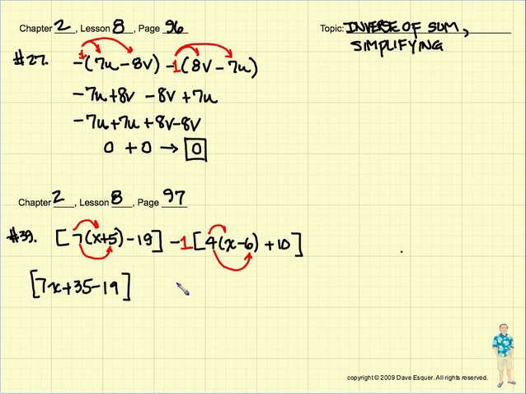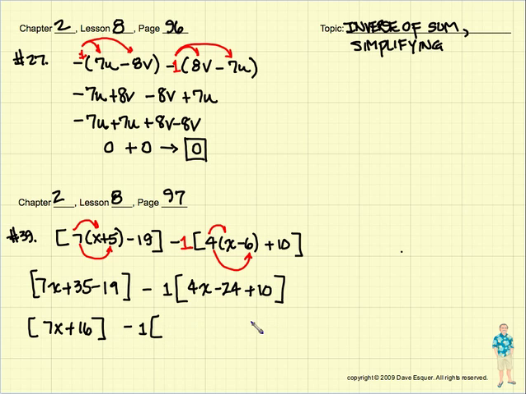We can put those square brackets back if it helps us. We have that -1. Let's just leave it there for now. We have 4x. And 4 times a -6 is -24 plus 10. Let's see if we can combine like terms over here. We end up with 7x plus 16.